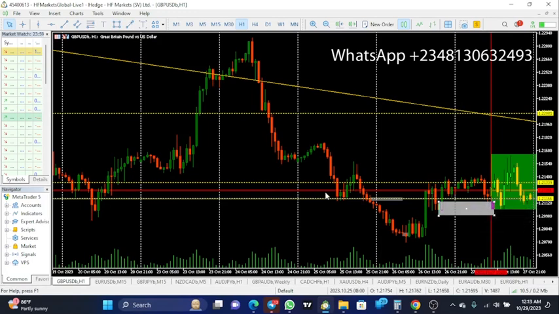Now, what do we see? Price started here, selling, pullback, break, continue, pullback, break, continue. Got to this point, had a range. After the range, there was a choke here.